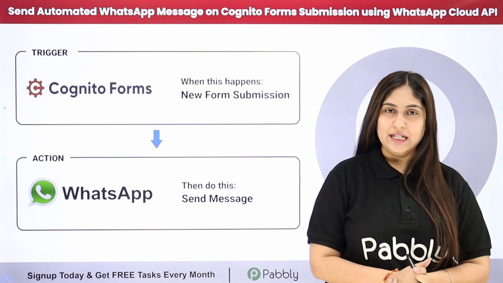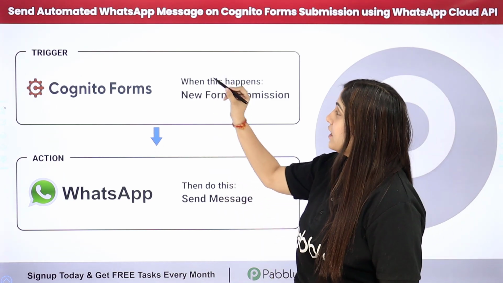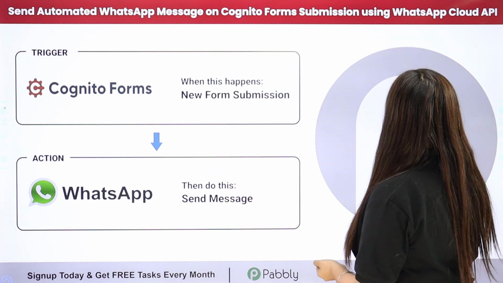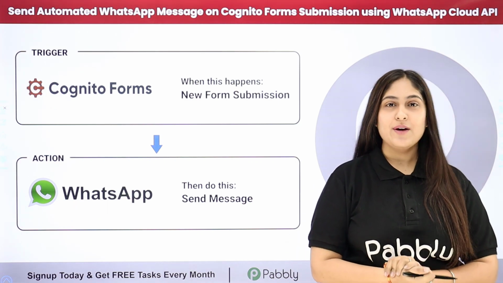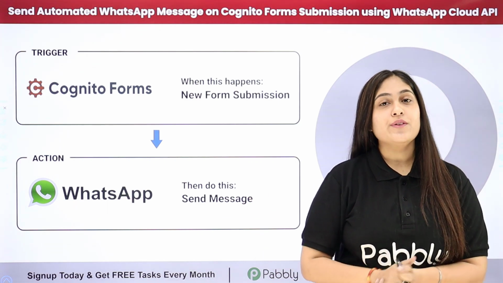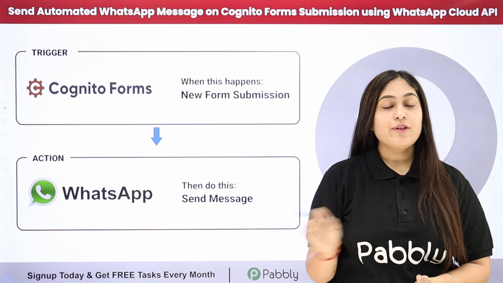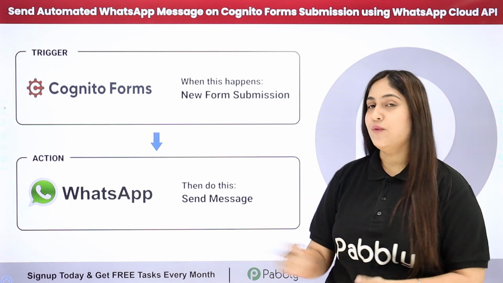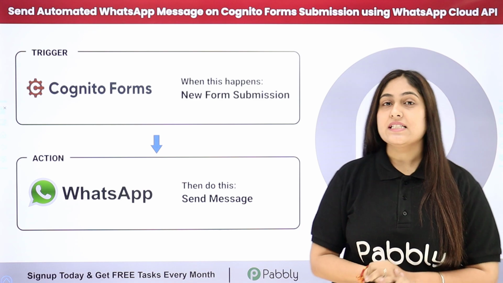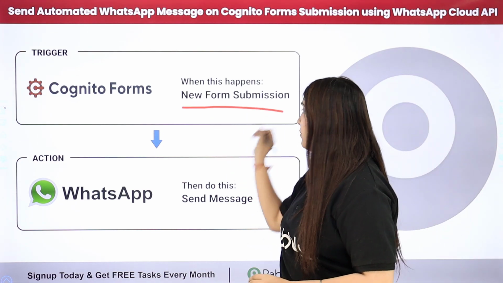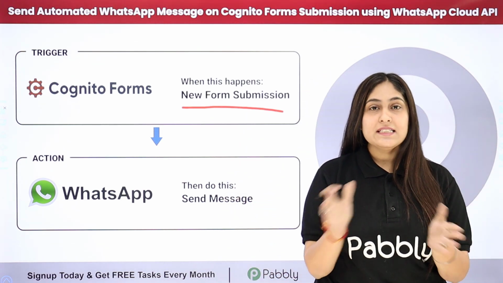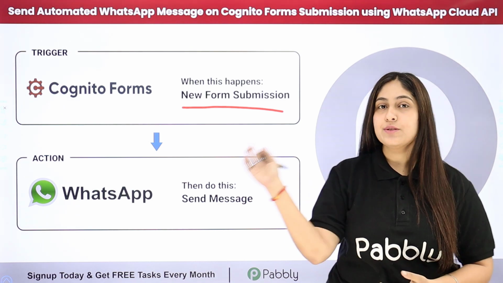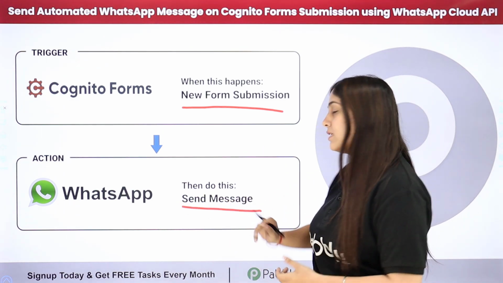In this video we are going to understand how to send automated WhatsApp messages on Cognito Forms submission using WhatsApp Cloud API. So I am an owner of a real estate agency and I have created an inquiry form using Cognito Forms. Now here my objective is that whenever I receive a new form submission, then automatically and instantly an automated WhatsApp message should be sent to my lead through WhatsApp Cloud API.